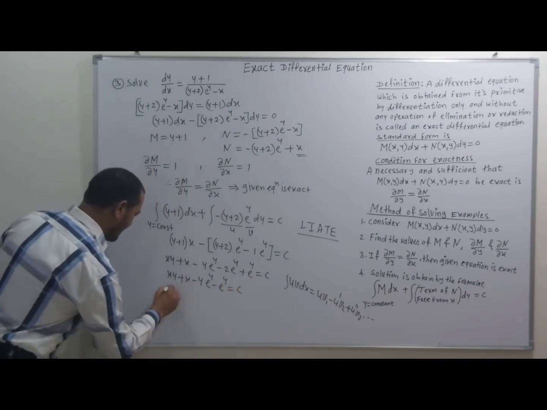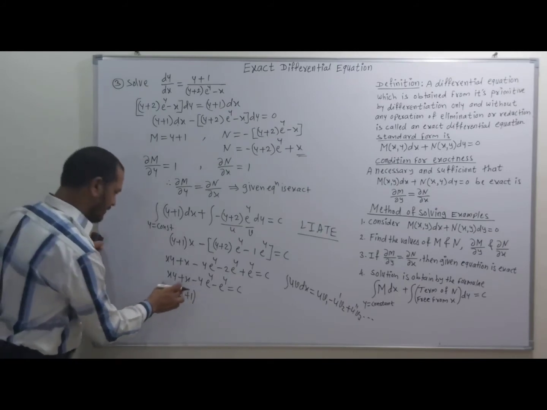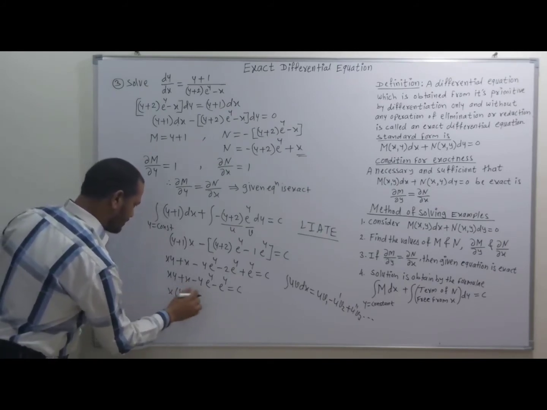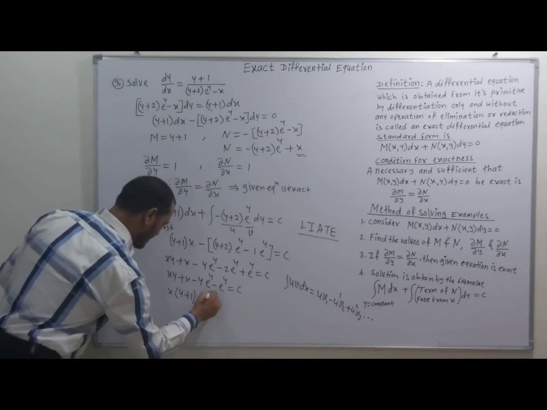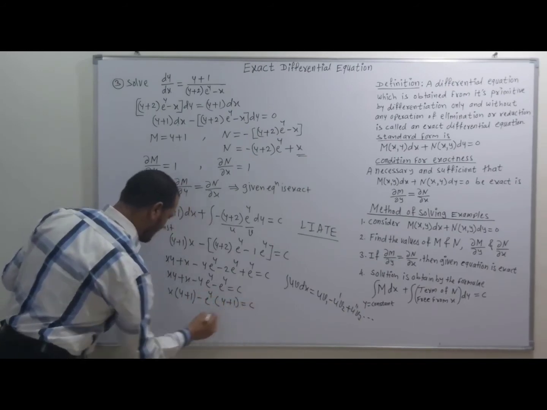Or moreover, we can write this as x into y plus 1. So here from this term we take the term x common. Then here if we take e raised to y common, then this become y plus 1 equal to c.